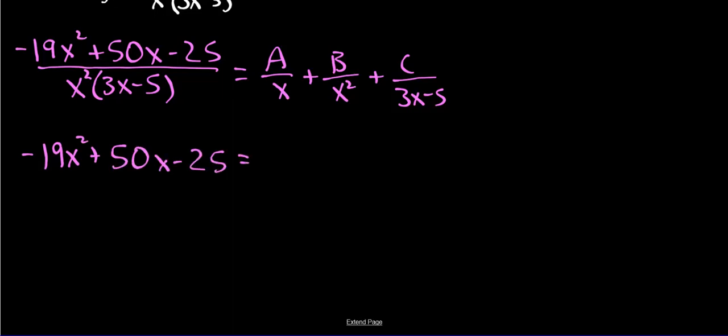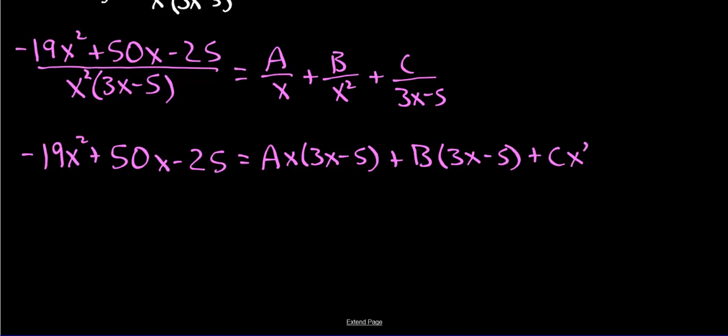Now let's see what we've got here. We've got ax(3x minus 5) plus b(3x minus 5) plus cx squared. Notice I'm just equating the numerators. So I multiplied each one of these. All I was doing was getting a common denominator, building up each fraction so it would have the common denominator. Now, let's see what we have here. I'm going to clear my parentheses over on the other side.